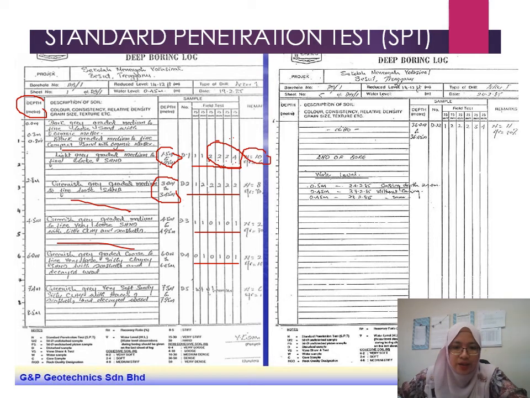And then here the last 300 mm is 2 plus 2 plus 2 plus 2, so the number of blows here is 8. That is how we count the number of blows.